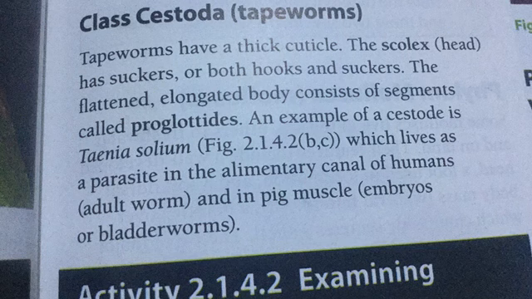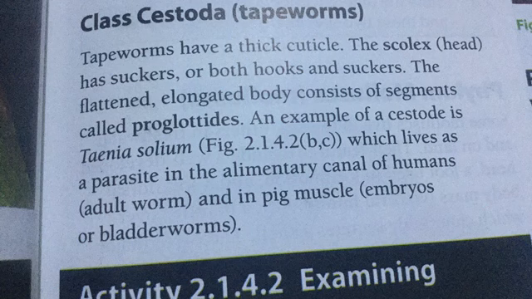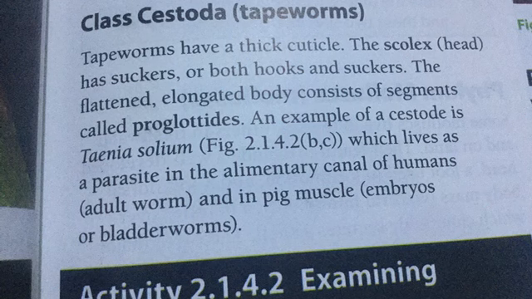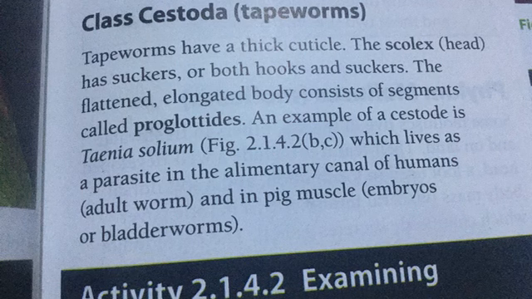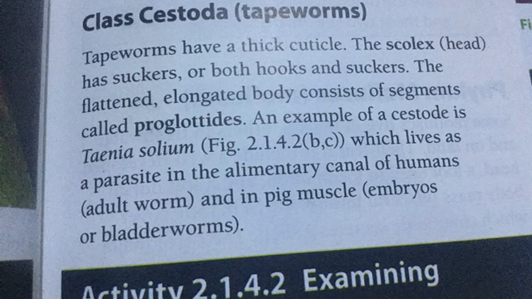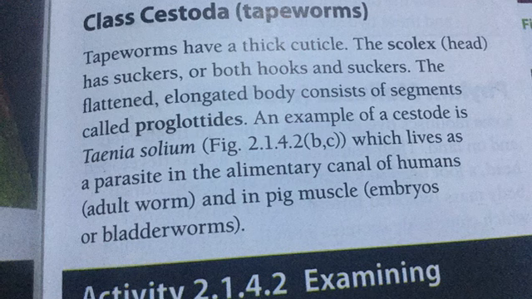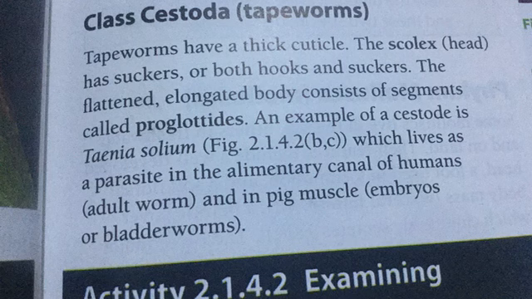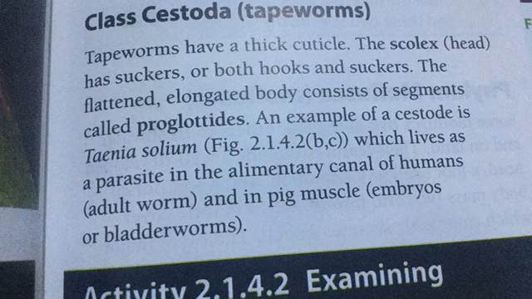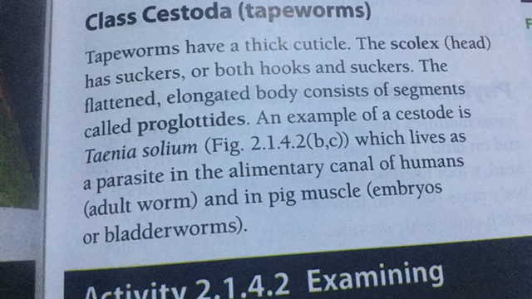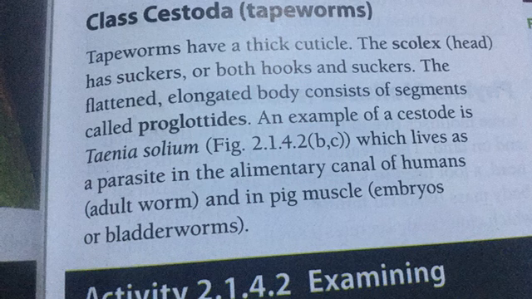Class Cestoda, tapeworms. Tapeworms have a thick cuticle. The scolex has suckers, or both hooks and suckers. The flattened, elongated body consists of segments called proglottides. An example of a cestode is Taenia solium, which lives as a parasite in the alimentary canal of humans and in the muscles of pigs.